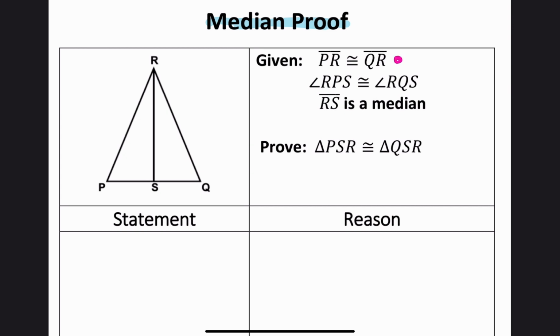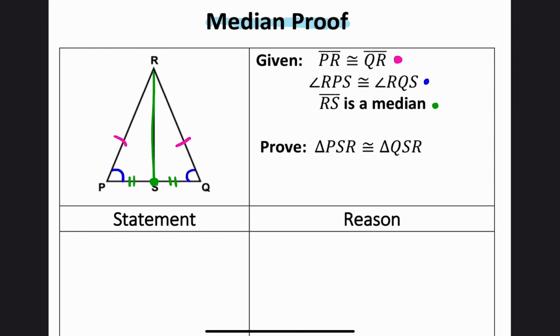So the first thing it's telling me is that PR is congruent to QR. Okay, that's a side. I love that. Then it's going to tell me that RPS is congruent to RQS. Beautiful. Then it's going to tell me that RS is a median. Now, I know that RS is a median, that's right here, but a median leads me to a midpoint, which gives me two congruent halves.